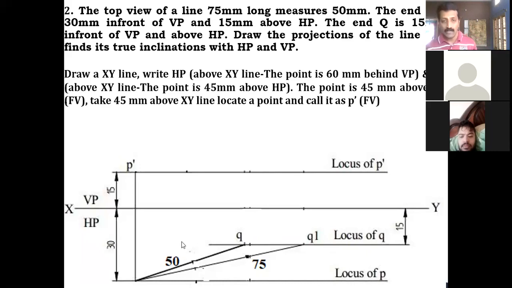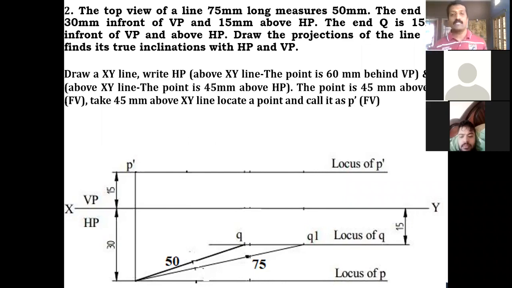That means, after drawing this locus of Q, the P I have already marked in the top view, and Q1 or Q2, whatever it is, I should get on the same horizontal line. So I have taken this 15 millimeter below XY line and drawn the locus of Q in the top view. Till here he has given the data, and he says above HP. We don't know how much the point Q is above HP. That we need to find out.